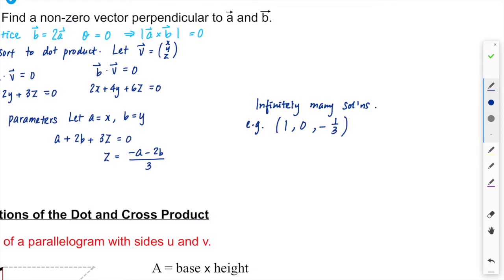Okay, if I pick 2 and 2, I have negative 2 minus 4 over 3, or negative 6 over 3, so negative 2. That's another vector that will be perpendicular to a and b. All right.